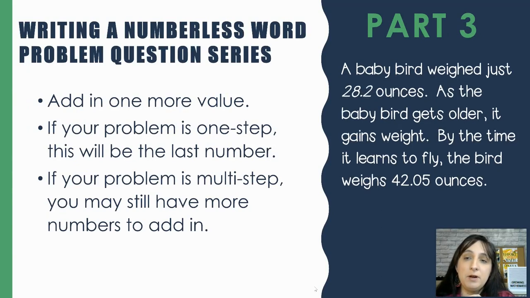So now both of our numbers are back in there. A baby bird weighed just 28.2 ounces. As the baby bird gets older, it gains weight. By the time it learns to fly, the bird weighs 42.05 ounces.